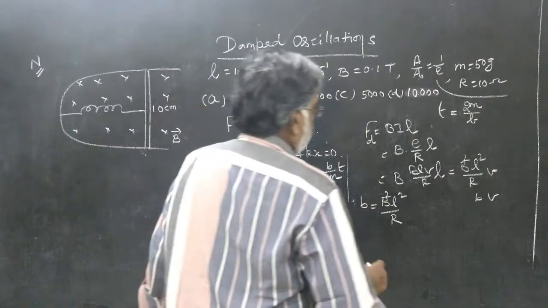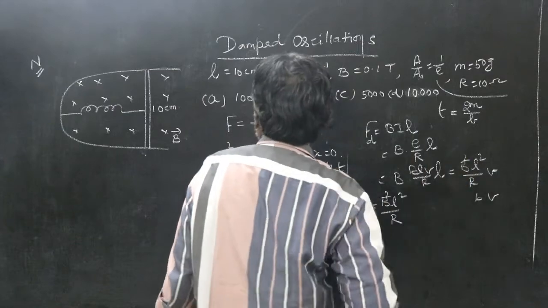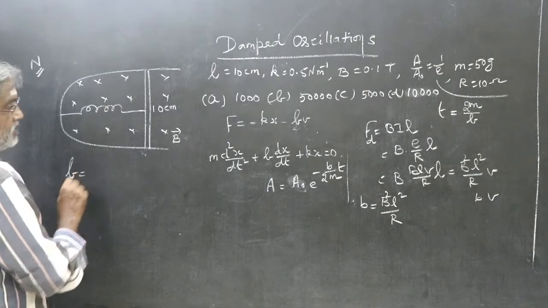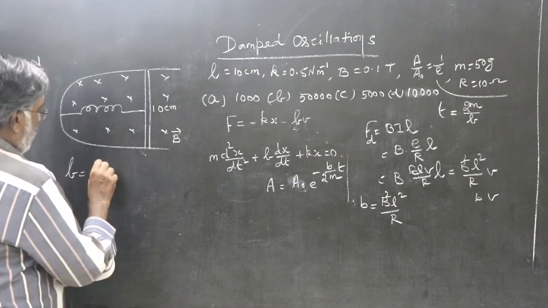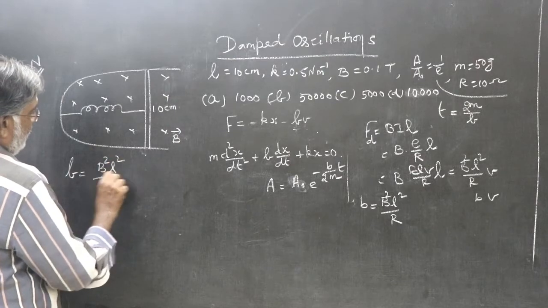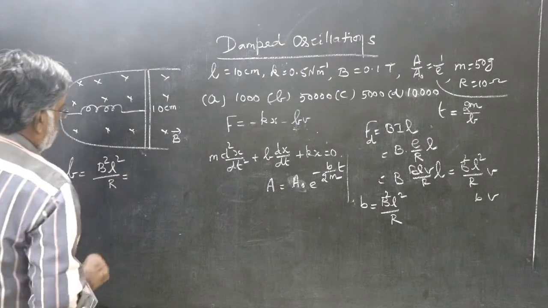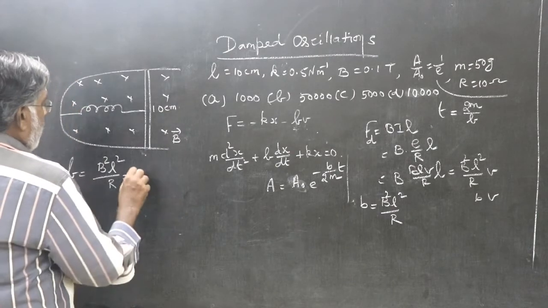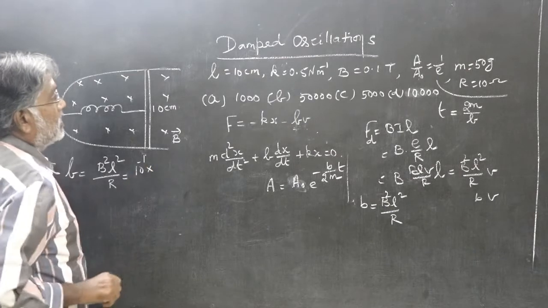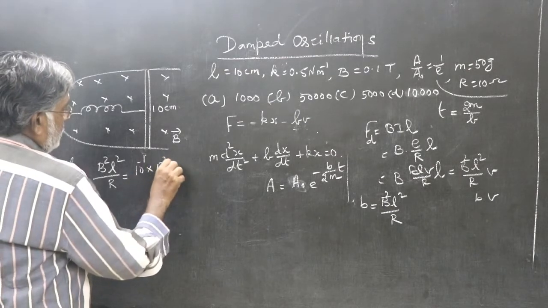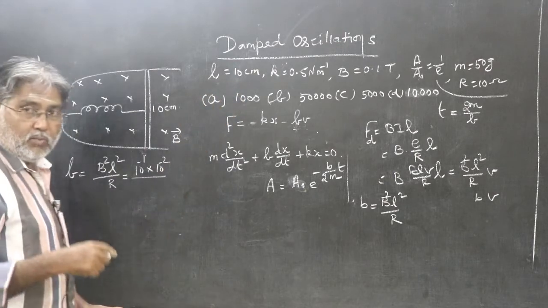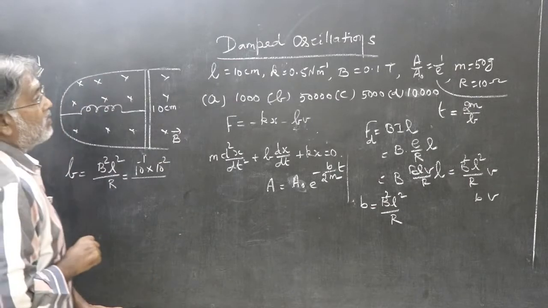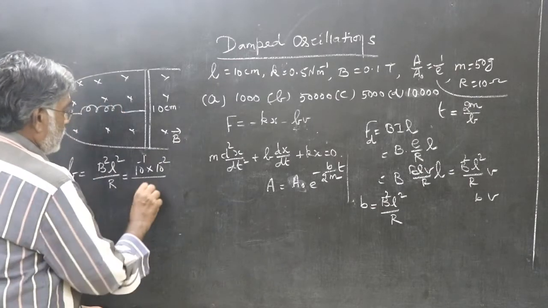So small letter b is B squared L squared by R. You substitute the values and see whether really b is small. What is capital B? 0.1, 10 power minus 1. What is L squared? 10 power minus 2, because L is 10 centimeter, which is 0.1 meter, 10 power minus 1, squared, 10 power minus 2. Divide by R. What is R? 10 ohms, so there is 10 here.